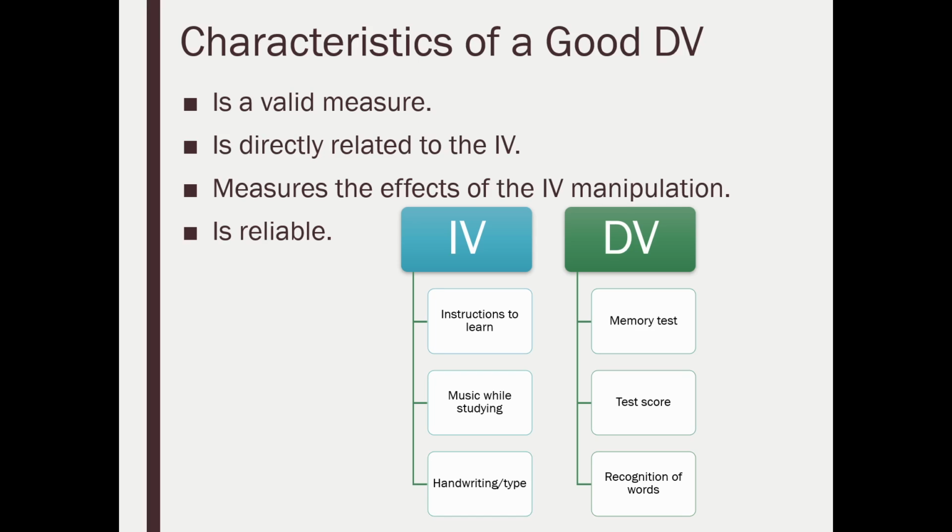I just thought I'd come up with a couple of simple examples of what I mean by these phrases that I used, right? We want to make sure that our dependent variable is measuring some aspect of what the independent variable is striving to do.